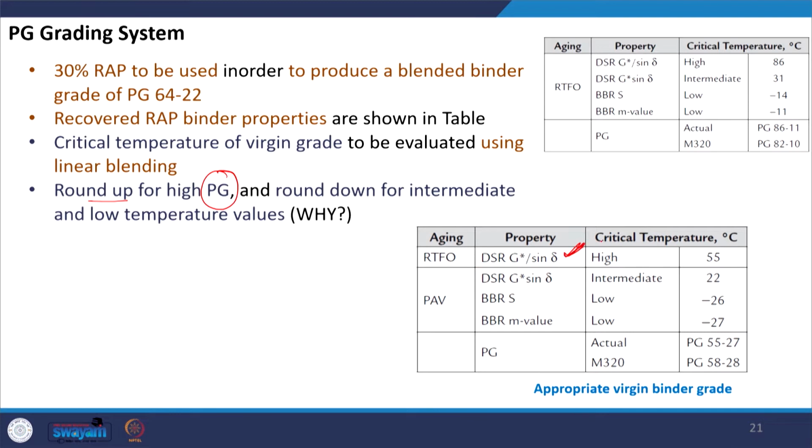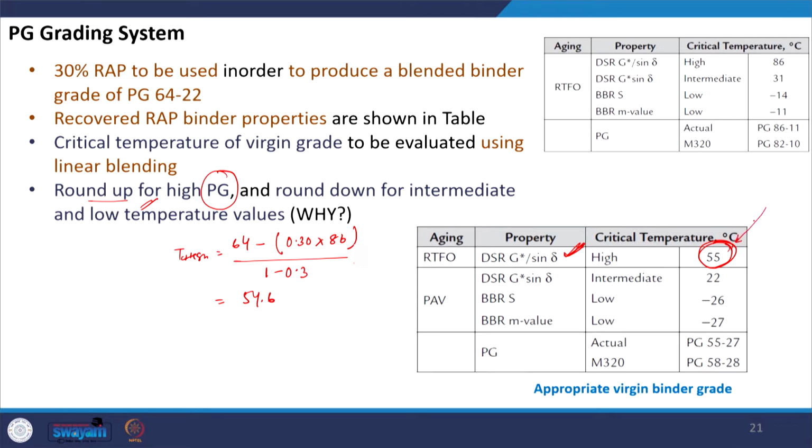So, this is for high PG. How did they arrive at this 55? We use a similar formula to the one I wrote before. The Tc high of the virgin binder grade will be equal to 64, the target grade, minus 30% RAP to be used, 0.3 times the Tc of the RAP, which is 86 as given, divided by 1 minus 0.3. If you do this calculation, you get 54.6, and as I said, we have rounded up, which means 55.